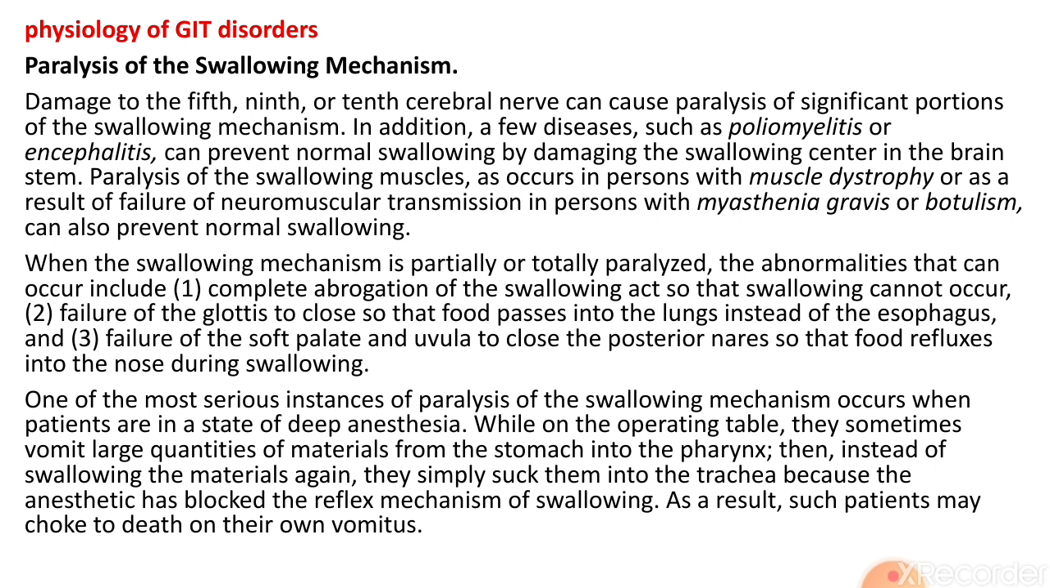A most important subject regarding the paralysis of swallowing is that which occurs during deep anesthesia, when the patient is on the table and, because of the anesthesia, there is paralysis of the swallowing mechanism. So sometimes vomiting of material from the stomach occurs, and instead of passing to the pharynx it passes to the trachea, and in this case it might cause choking or death of the patient.